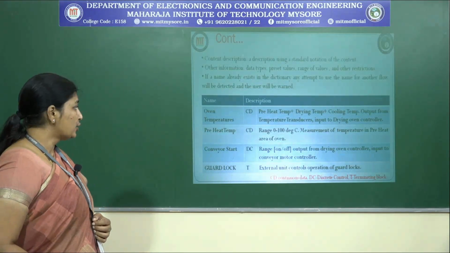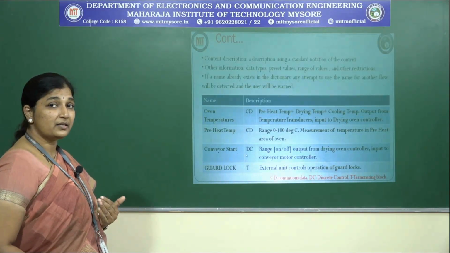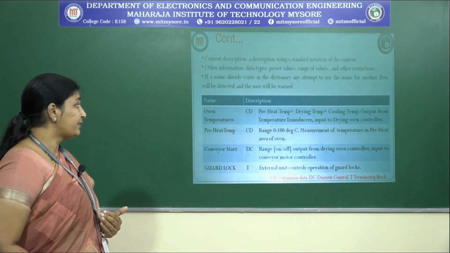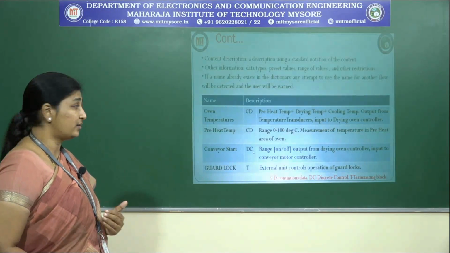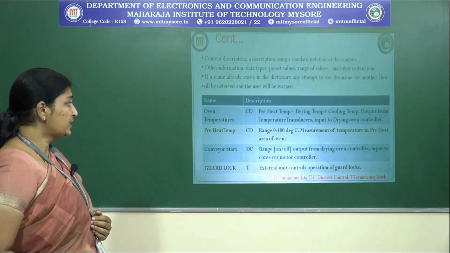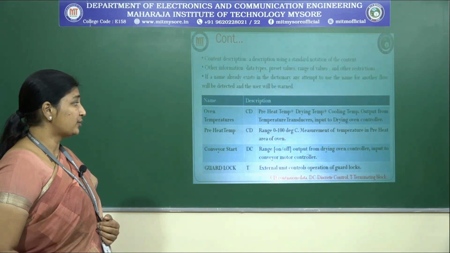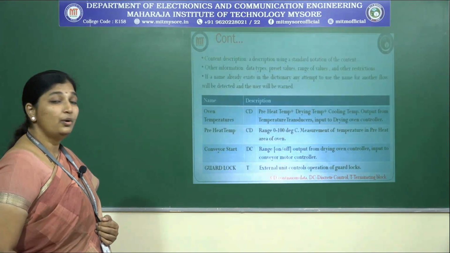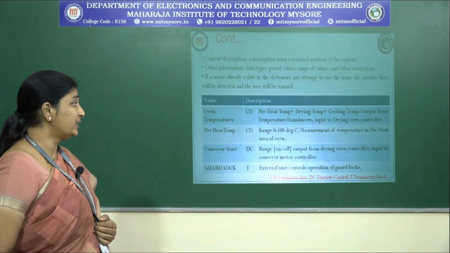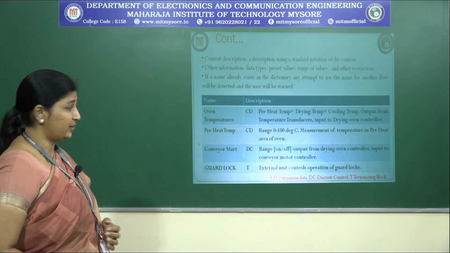It is defined. So the conveyor start: if I call another variable conveyor start, that is a primary name, and if I say DC, I have to say what the DC is. It is the discrete control. This discrete control is either on or off based on the output from the drying oven controller, input to the conveyor motor controller. So here you have the description to say what you mean by conveyor start.